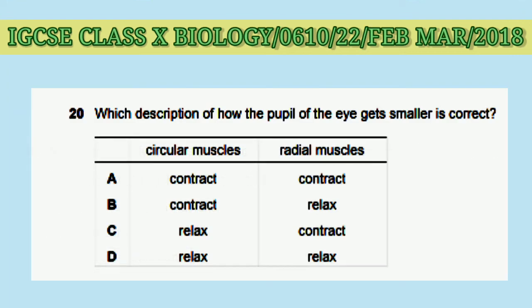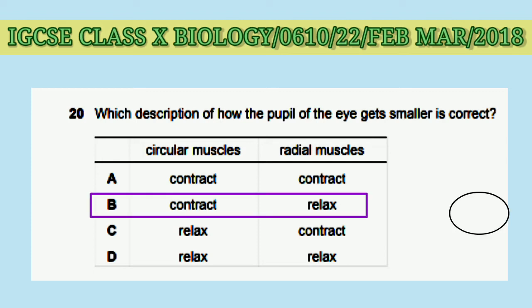20th question. Which description of how the pupil of the eye gets smaller is correct? Option B. Circular muscles contract and radial muscles relax. That is the correct answer.